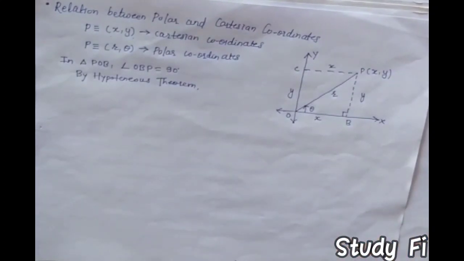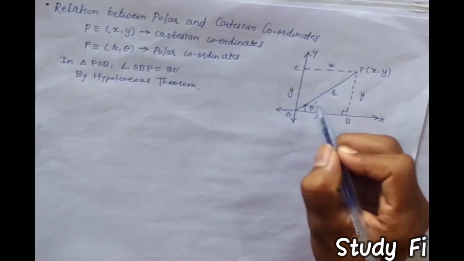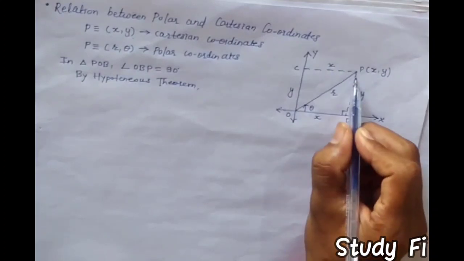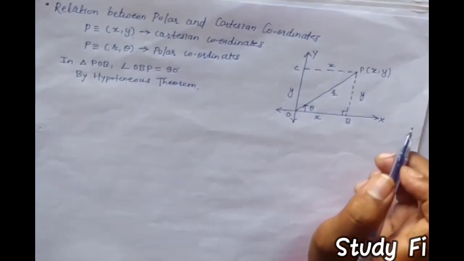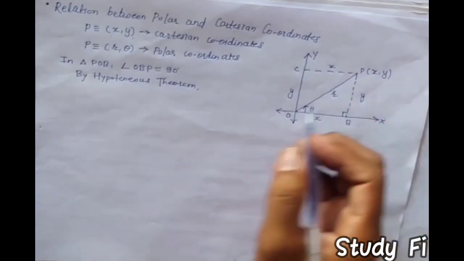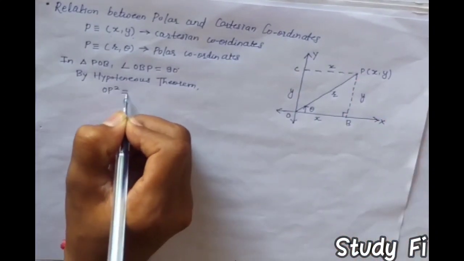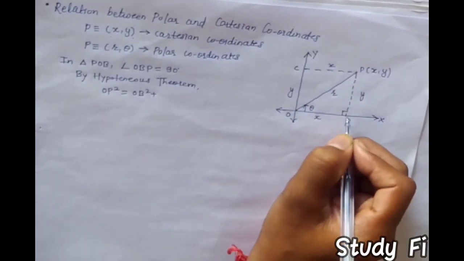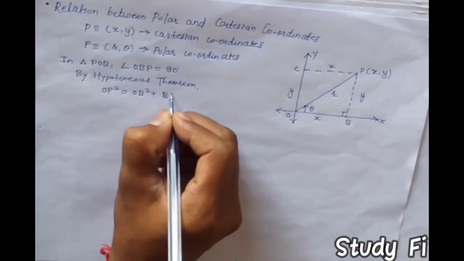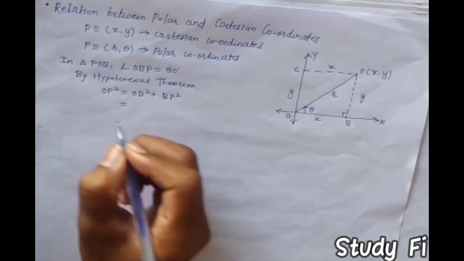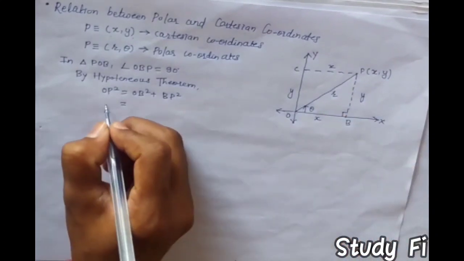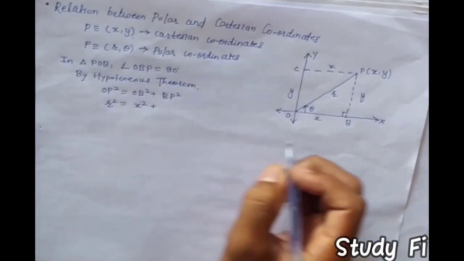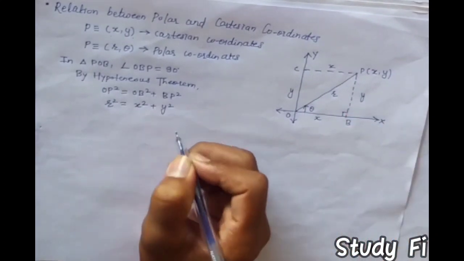what is the hypotenuse theorem? It is the square of the hypotenuse is equal to the sum of squares of the other two sides, right? Means hypotenuse is OP, so OP square is equal to OB square plus BP square. OP is nothing but r, so this will be r square. OB is x, so it is x square, plus PB is y, so it is y square.